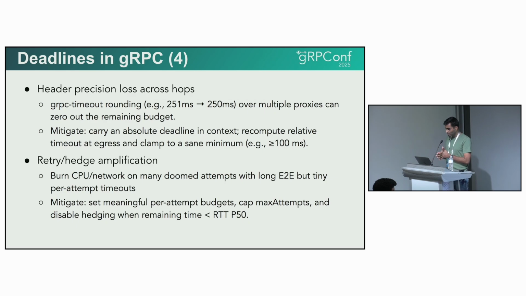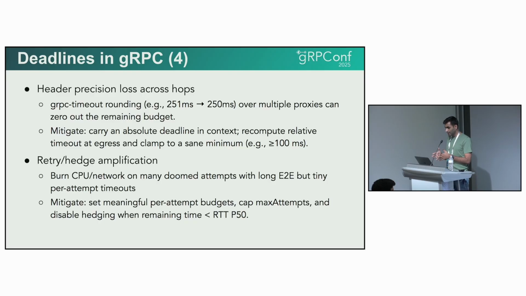Now, let's say we have a lot of proxies in the middle, a lot of sidecars. All of them will first look at that header, and they might do some calculations. For example, with 251 milliseconds, if they read that value and do some of their own calculations, they might round off this value by half a millisecond or 1 millisecond. Sorry, not half a second, just half a millisecond or so. So let's say one service rounds it down from 251 milliseconds to 250 milliseconds.